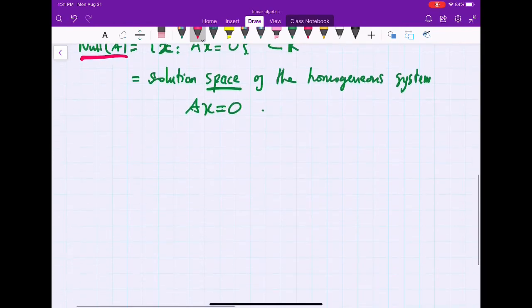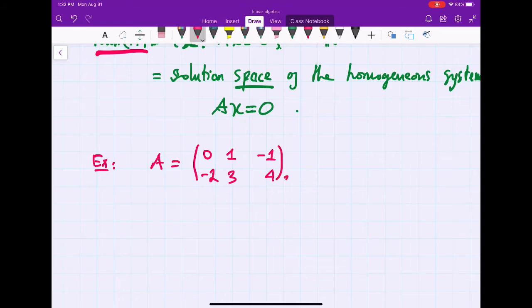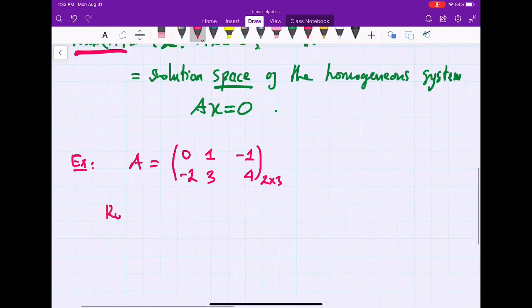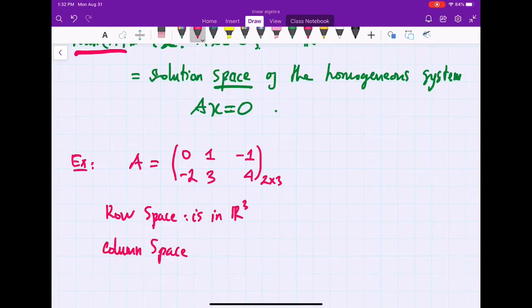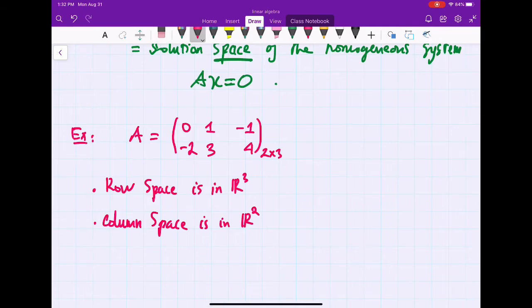Let's consider the following example. You have matrix A, let's say 0, 1, negative 1, negative 2, 3, and 4. This is a 2 by 3 matrix. So the row space is a subspace in R3, while the column space is a subspace in R2. Let's find the bases of the column space and the row space.